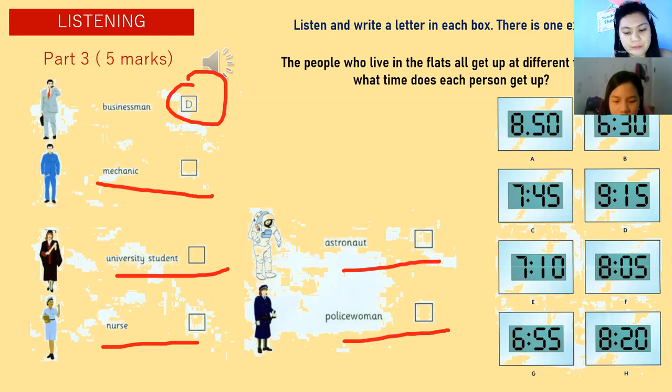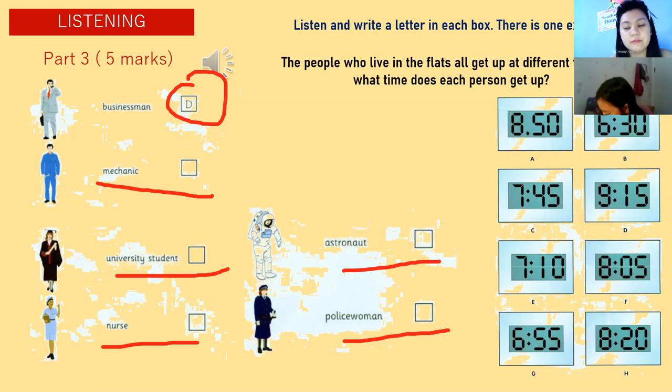I can listening. Part 3. Listen and look. Here is one example. The people who live in the flat all get up at different times. At what time does each person get up?